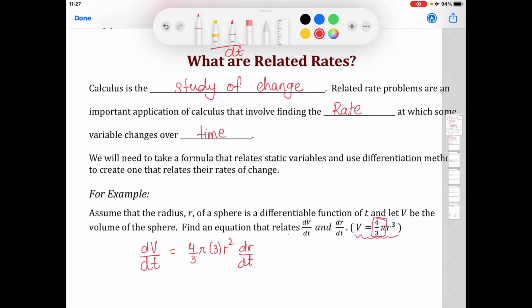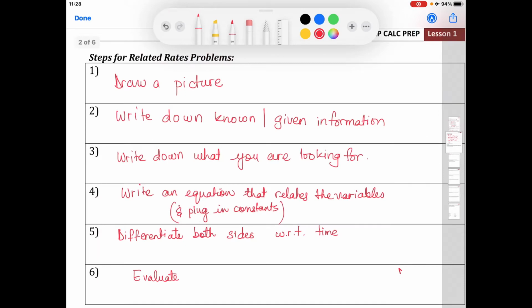So this is how you find your derivative. I'm going to just simplify that. The 3s actually cancel out, and I have 4 pi r squared dr dt. And this is dV dt. Okay, so basically it's the rate of change of the volume of the sphere with respect to time. That's what this equation represents. So just take a minute and copy that down into your notes.